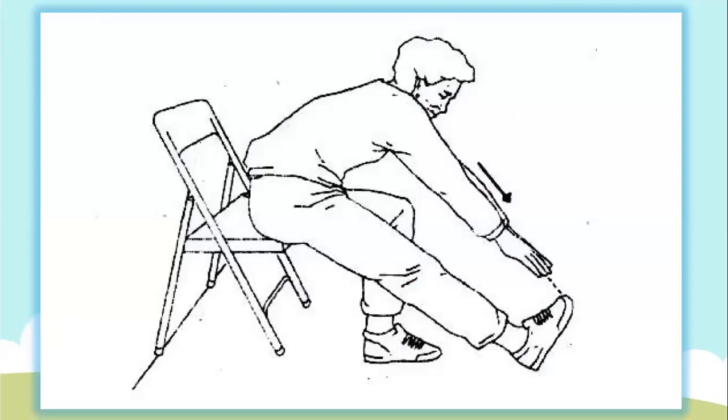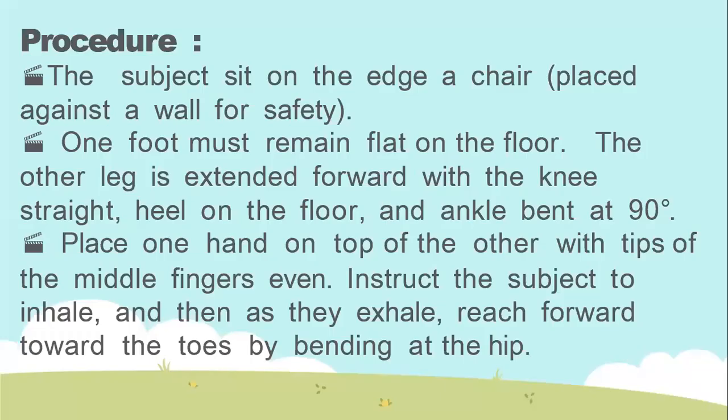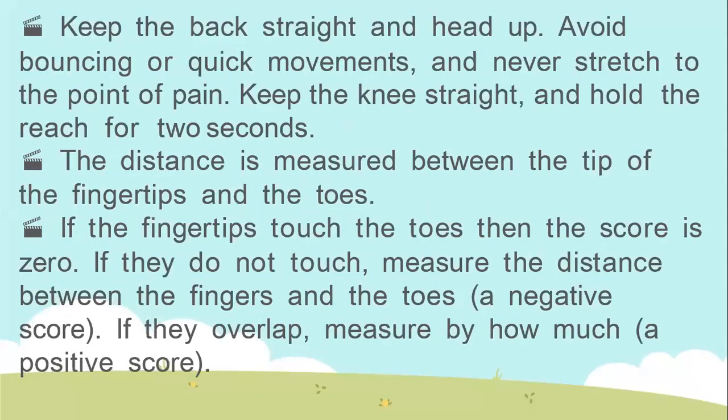This is the diagram. The procedure is for the subject to sit on the edge of a chair, which is placed against a wall for safety. One foot must remain flat on the floor, and the other leg is extended forward with the knee straight, heel on the floor, and ankle bent at 90 degrees. Place one hand on top of the other with the tips of the middle fingers even. Instruct the subject to inhale, and then as they exhale, reach forward towards the toes by bending at the hip. Keep the back straight and the head up.